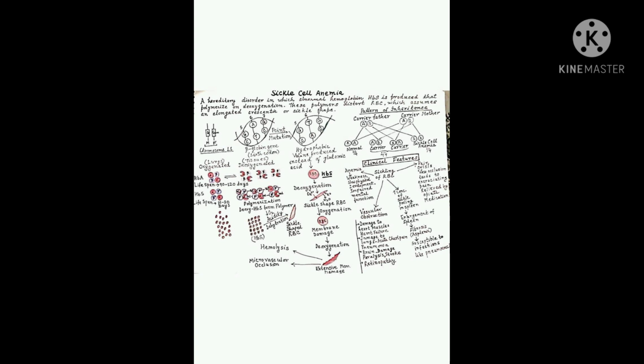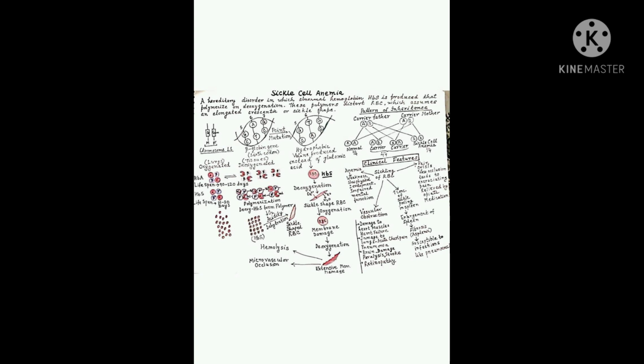Why is this sickle cell anemia a hereditary disorder? Now the genes that are responsible for the synthesis of the beta chain, those genes are present on chromosome 11. Now all of us know that in every cell of the body there are 23 pairs of homologous chromosomes. So this chromosome 11 is also one homologous pair.